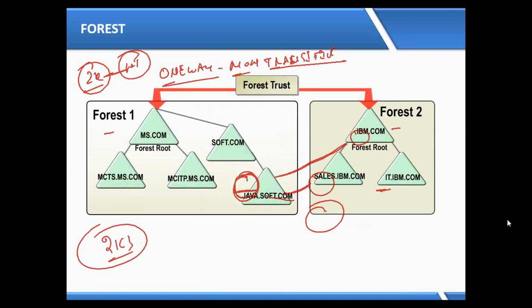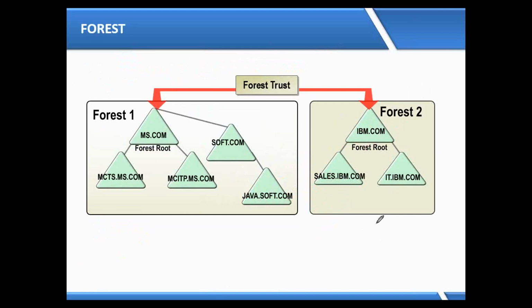Now a fourth type of trust, which is called forest trust. Forest trust is configured between two roots. Forest trust is a one or two-way transitive trust.